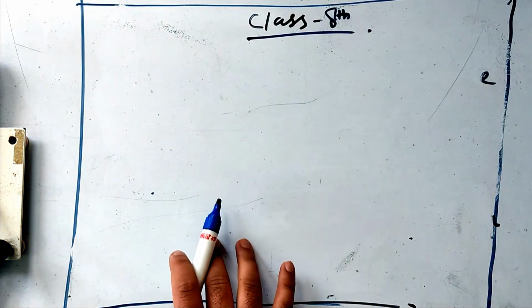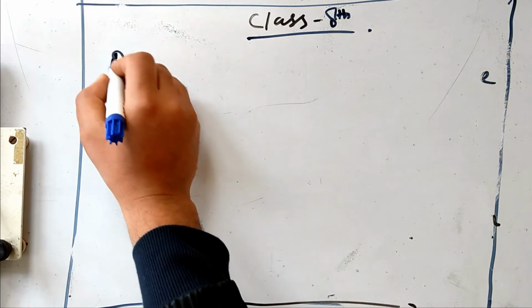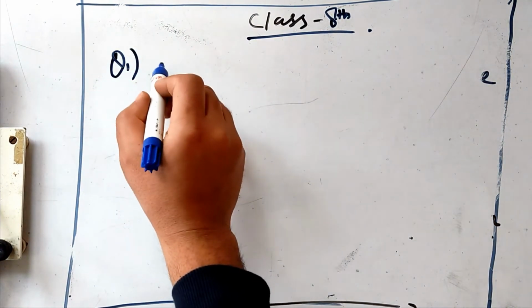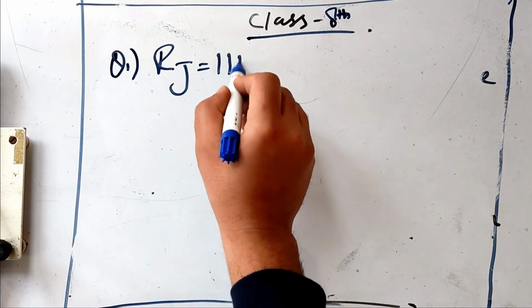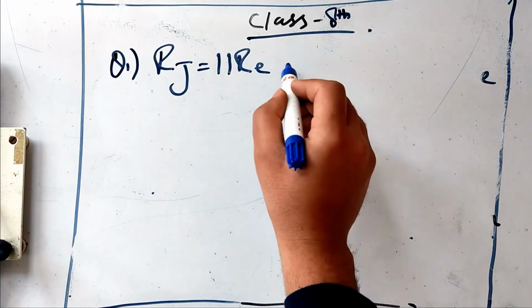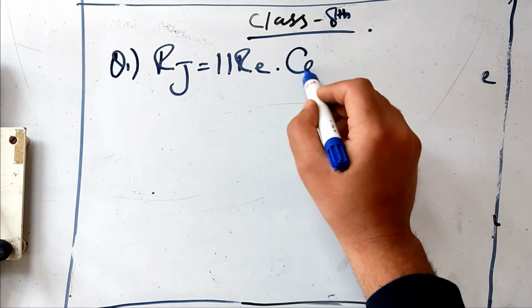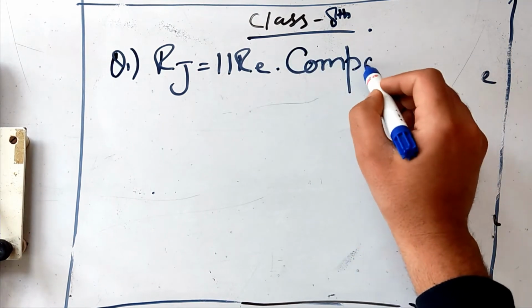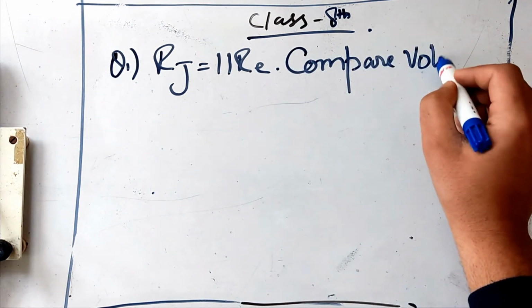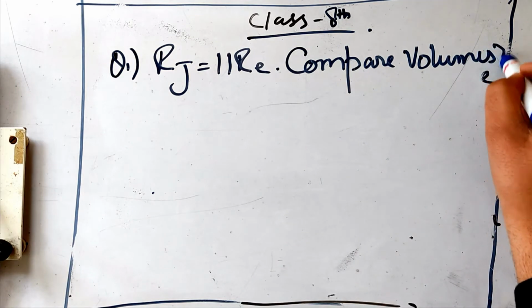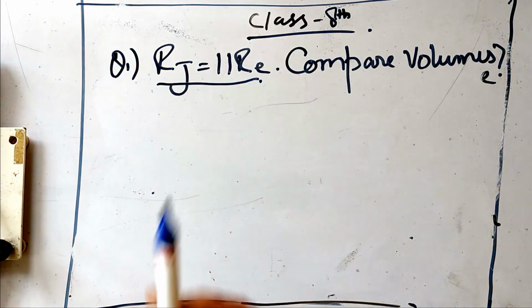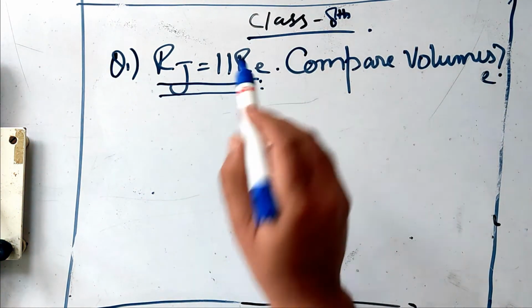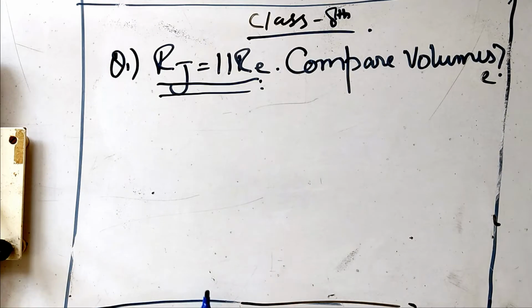So in this video we are basically going to do a couple of numericals that are related to this chapter. The first numerical states that if the radius of the planet Jupiter is 11 times the radius of planet Earth, then we have to compare volumes. What's given in the question is that the radius of Jupiter is approximately 11 times the radius of Earth.